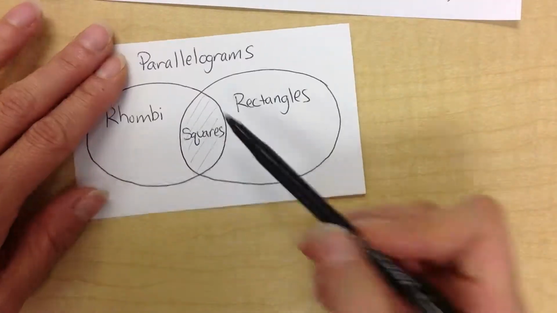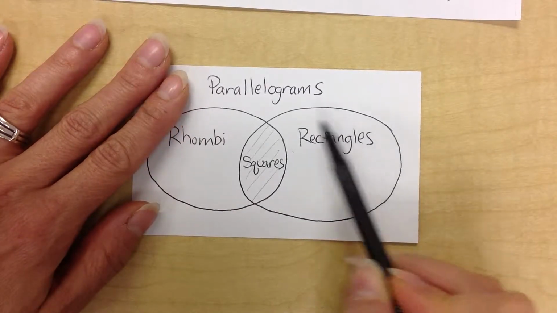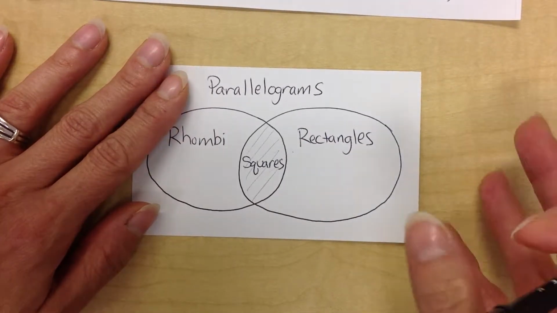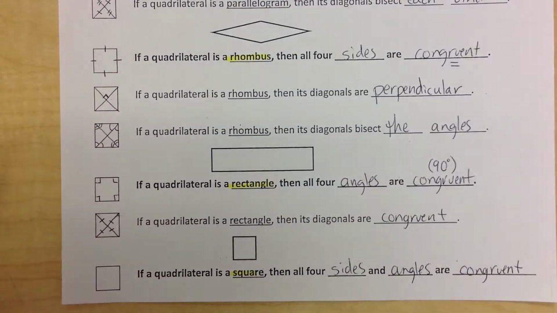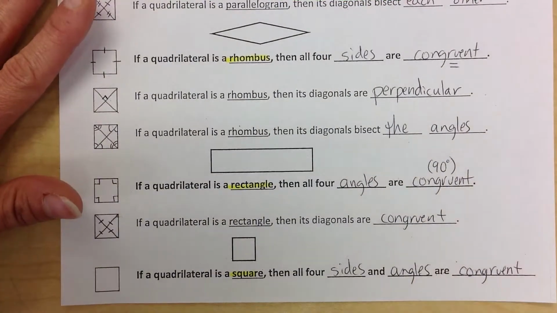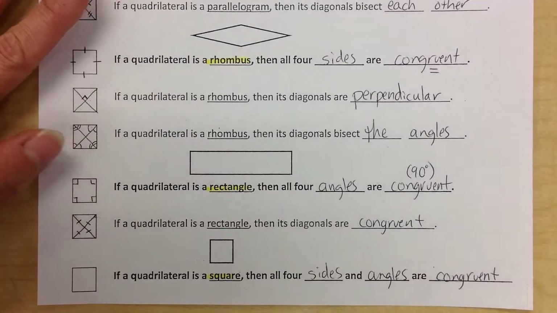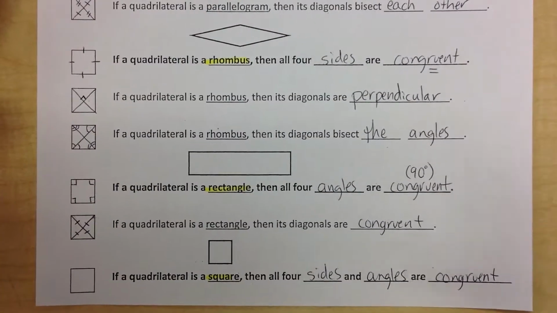And then all squares are rectangles. It's completely inside the rectangle subset. So that means that these properties are true for a square. So everything on this page is going to be true for the square. The square is my favorite one to problem solve with because any property that I can conceive of is going to be true for the square.